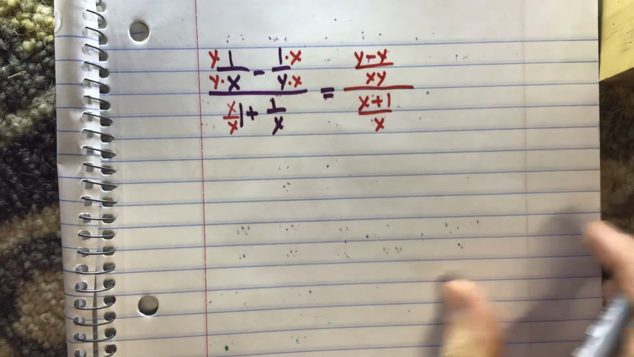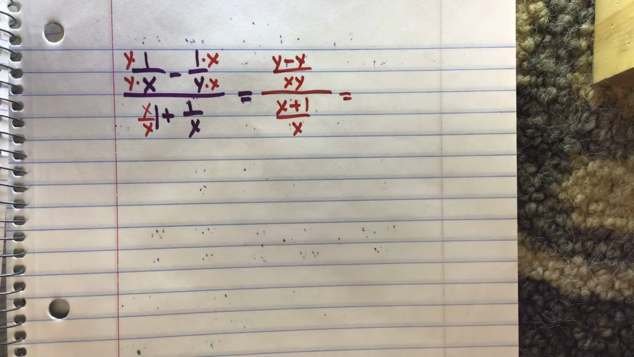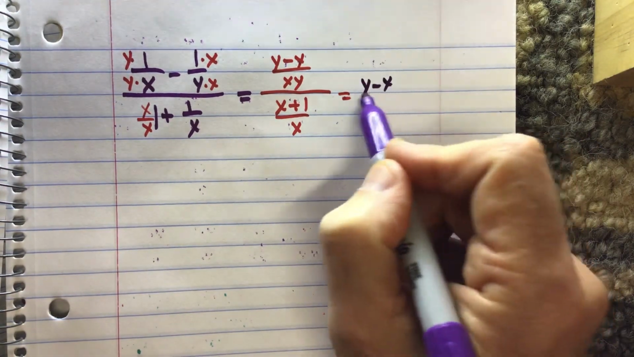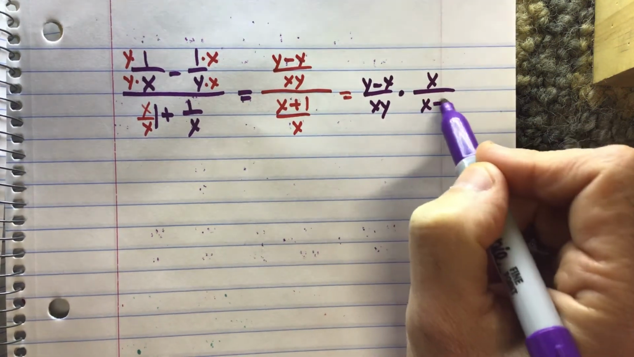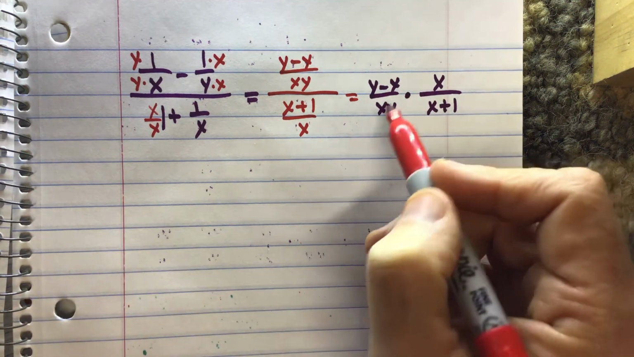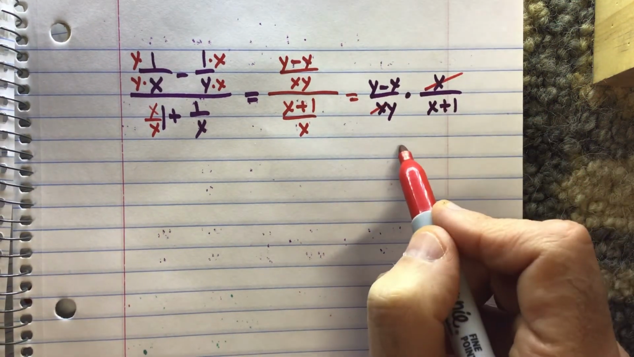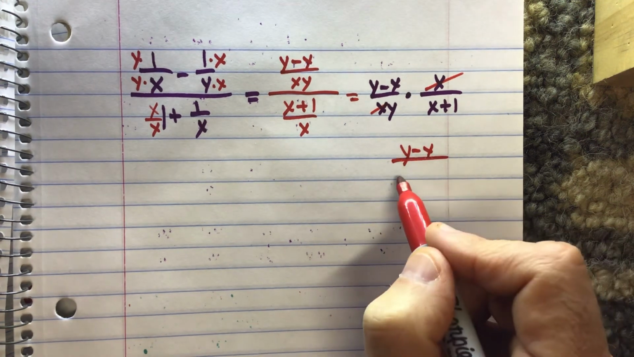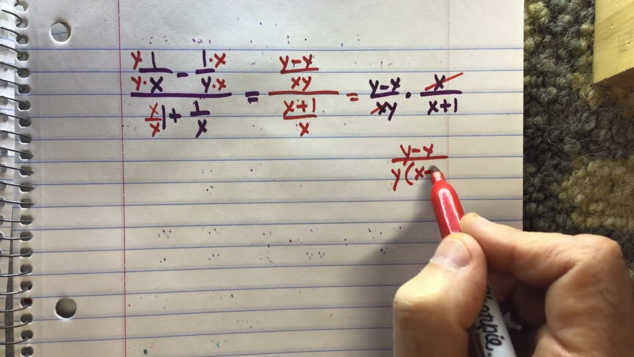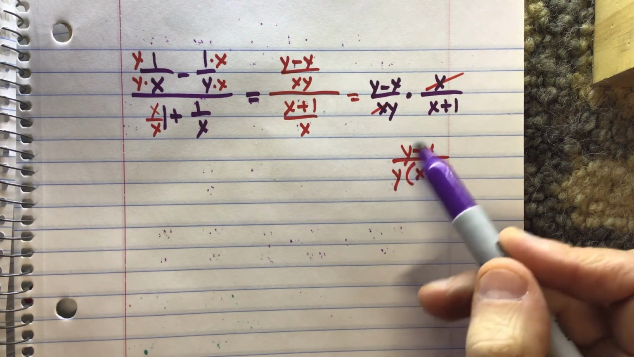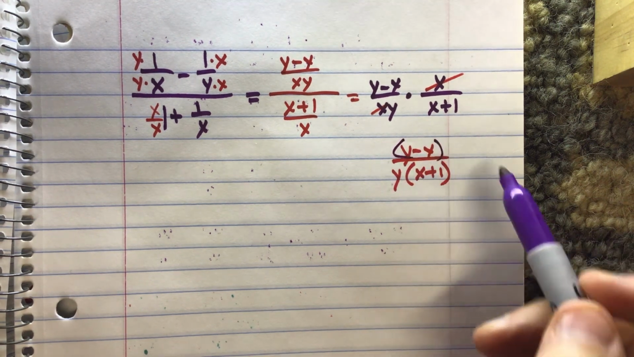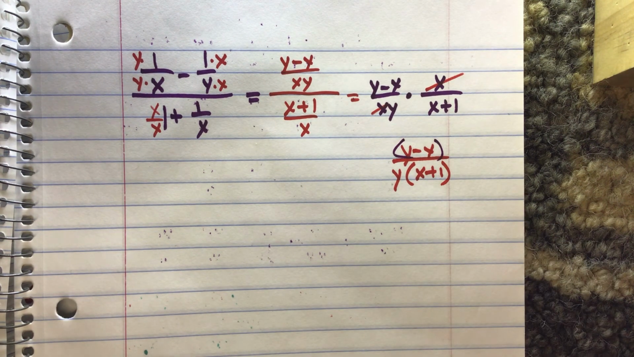And now I can do keep, change, flip here. So I can do y minus x over xy times the reciprocal of this, x over x plus 1. And these x's cancel right here. And I'm left with y minus x over y times x plus 1. And that cannot reduce. Resist the temptation to cancel these y's out. You cannot do that because y minus x is one term. Okay, so this is adding and subtracting rational expressions. The goal is to get a common denominator and then add and subtract.